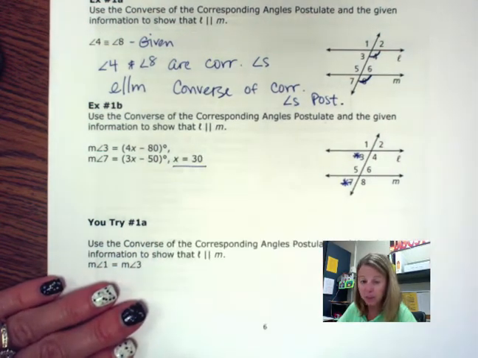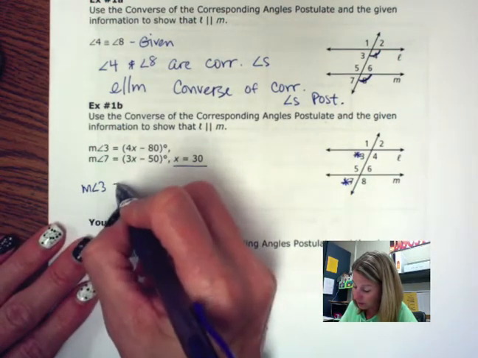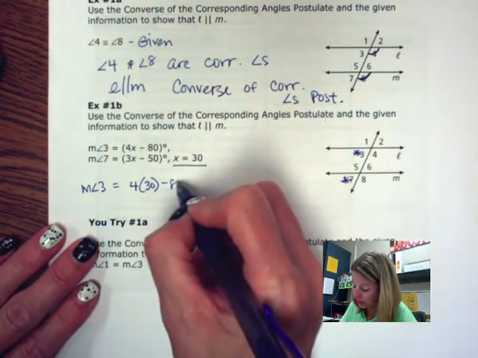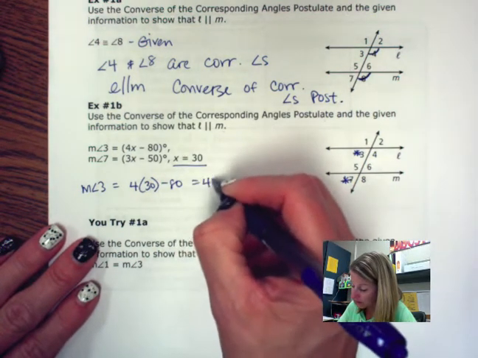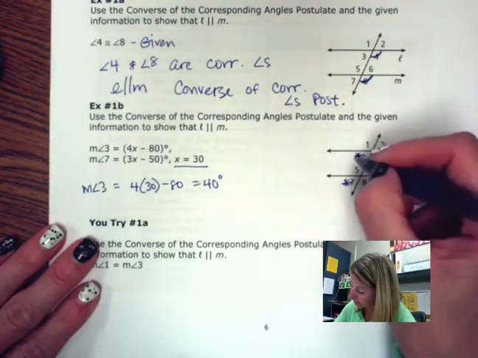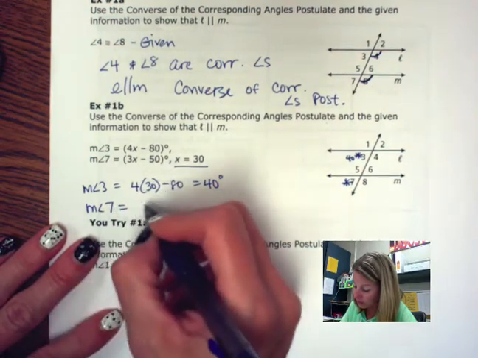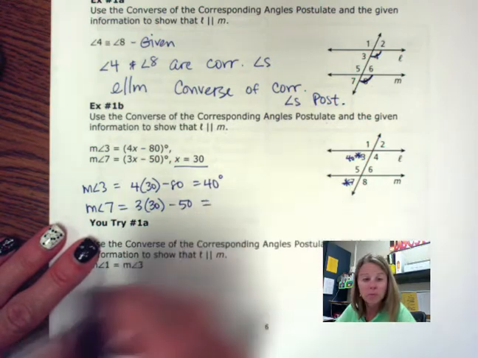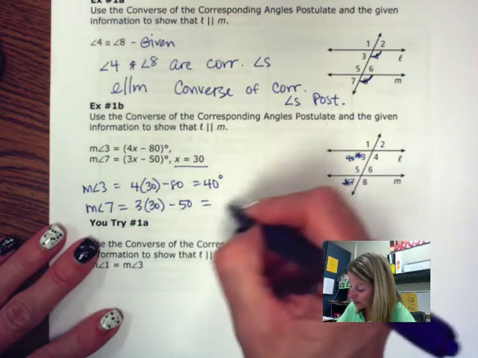So I'm given a value of x, so let's plug that in and see. The measure of angle 3 would be 4 times my x, 30, minus 80. If you calculate that, 4 times 30 minus 80, I get 40 degrees. Okay, so I got 40 degrees here. So the measure of angle 7 is equal to 3 times 30 minus 50. Let's calculate 3 times 30 minus 50, and I get 40 degrees.